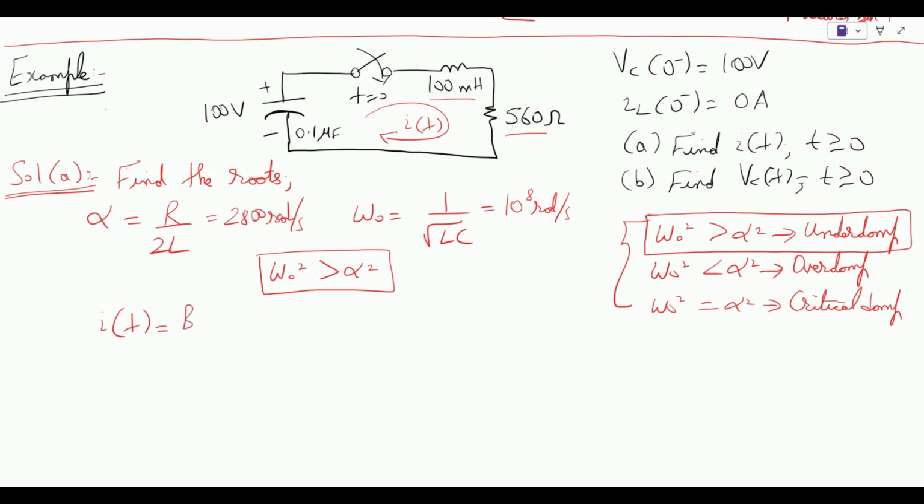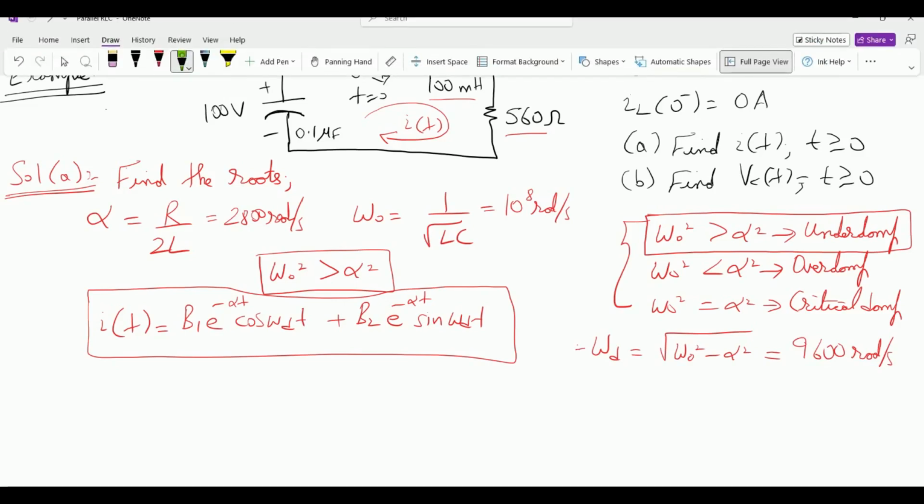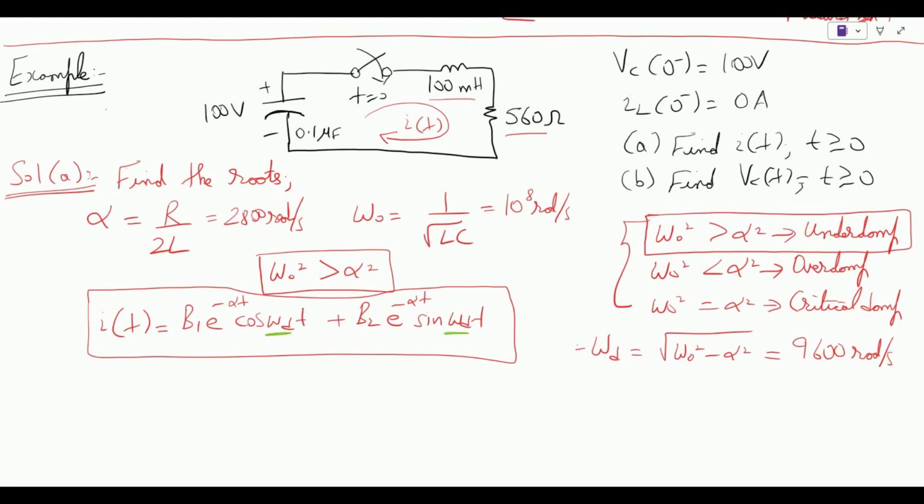i(t) is equal to B1 e raised to power minus alpha t cos of omega_d t plus B2 e raised to power minus alpha t sin of omega_d t. This is the expression for the current which is going to help us solve this problem. Here omega_d is the square root of omega naught squared minus alpha squared, which comes out to be 9600 radians per second. So we have figured out omega_d for the trigonometric terms in this equation.